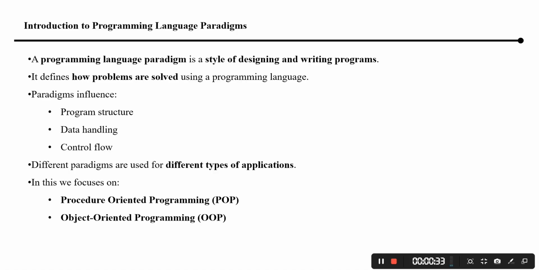Coming to the Introduction to Programming Language Paradigms, a programming language paradigm is a style of designing and writing programs. Usually, a paradigm is nothing but a model using which we can write the programs based on its specifications. It defines how the problems are solved using programming language.